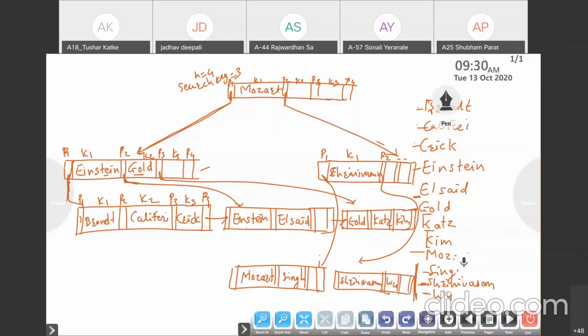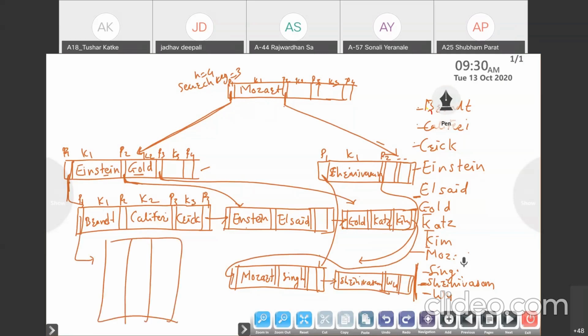Okay, so you can observe here this pointer points here and this pointer points here. All leaf nodes are in sequence. Now this pointer, what does it point to? It points to the actual record in the file with Brandon. This pointer points to the record with Calipari. This pointer points to the actual record in the file.